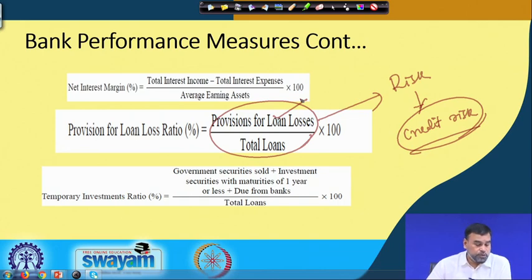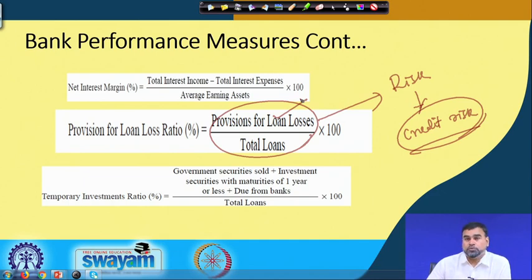Then we have the temporary investment ratio. What do we mean by the temporary investment ratio? This is the government securities sold plus the investment securities with maturity of 1 year or less, and the amount due from other banks.